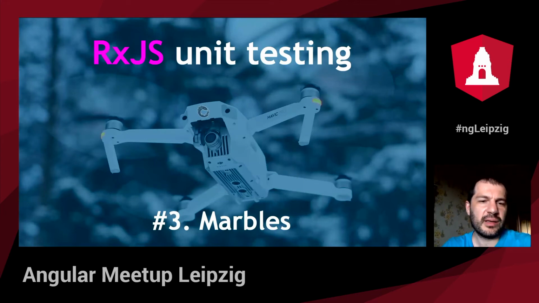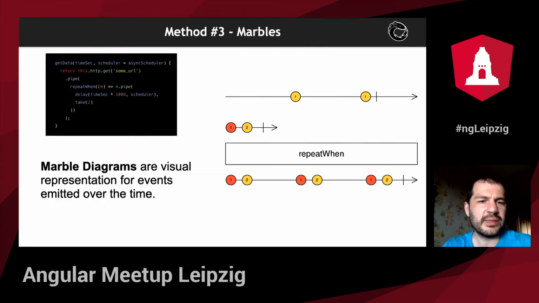Another testing method, which is more visual and allows you to write tests in a more obvious way, is marble testing. In that method, all observable sequences are represented as marble diagrams. A marble diagram is a domain-specific language for RxJS to help you visually represent values emitted over time in your test. Here we can see such a diagram for the repeatWhen operator, which is used in our code on the slide. It looks informative and clear.